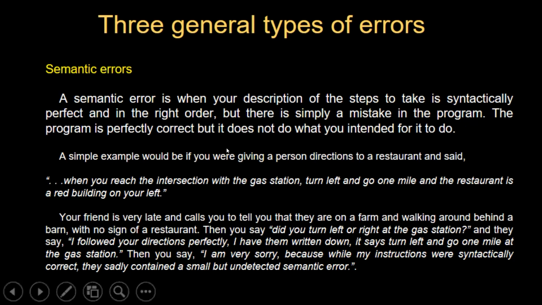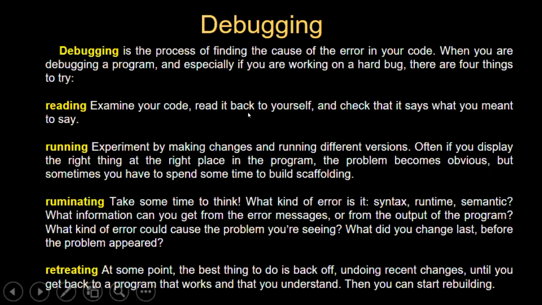So how will you fix this one? So we have here what we call the debugging. So ano yung debugging? So debugging is the process of finding the cause of the error in your code. Ito yung tinatawag natin, debugging. And so when you are debugging a program, and especially if you are working on a hard bug, yan, BUG, hard bug, there are 4 things to try.